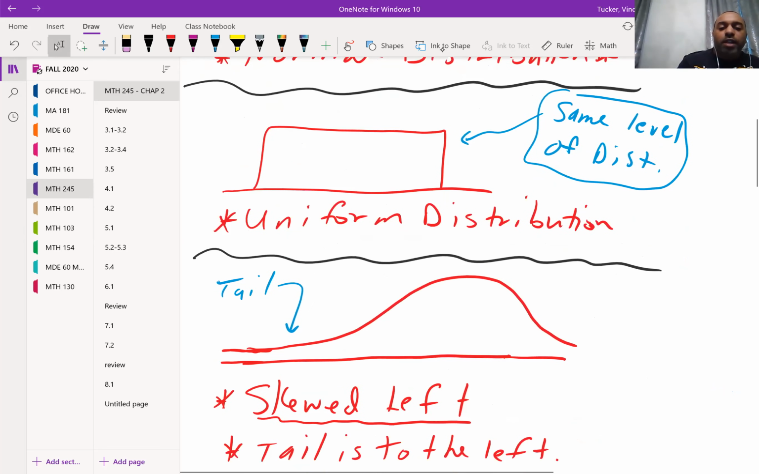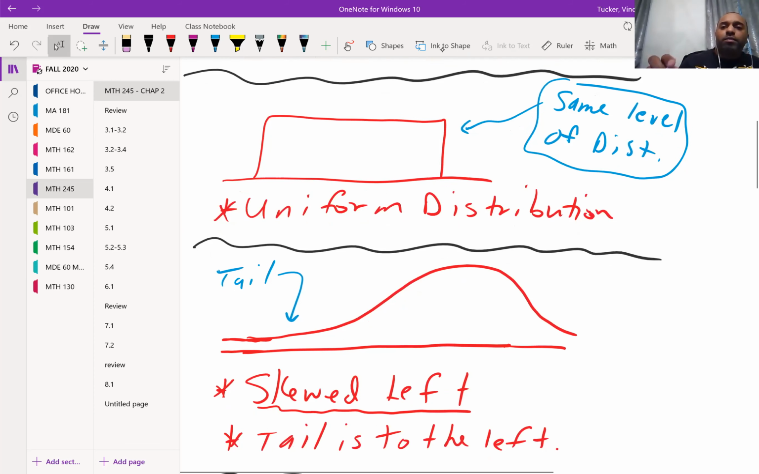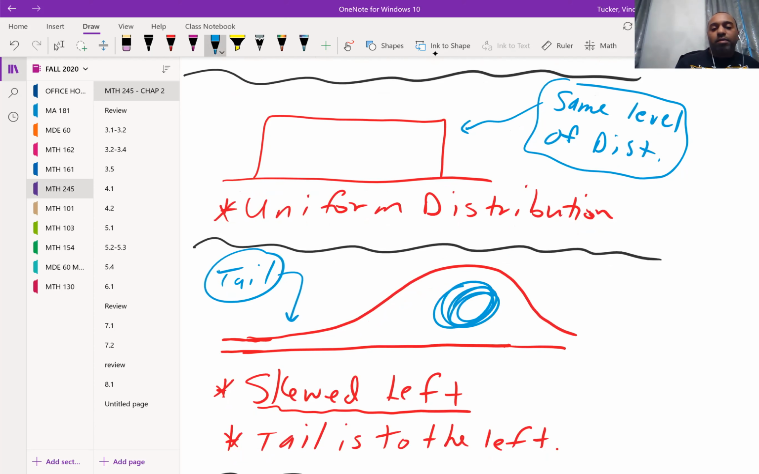When it says that your data is skewed left, to me, that sounds like being pushed left or the bulk of your data is to the left, but that's not exactly what's happening. If it's skewed left, that means the tail of your data will be to the left, and that means the bulk of your data is actually to the right. So if you can remember, if it's skewed left, that means the tail is to the left.